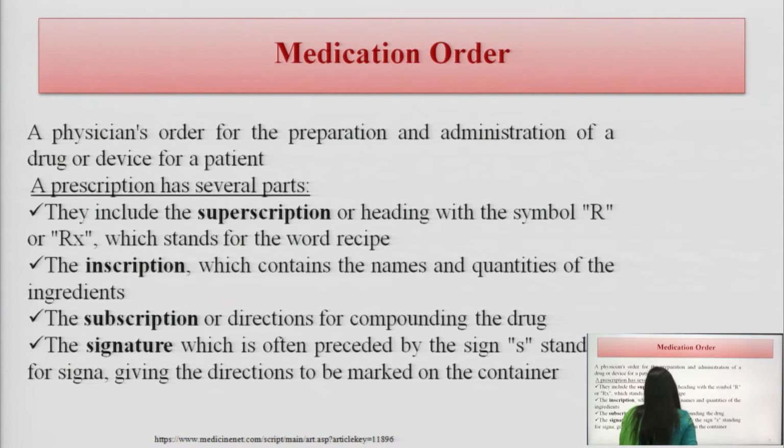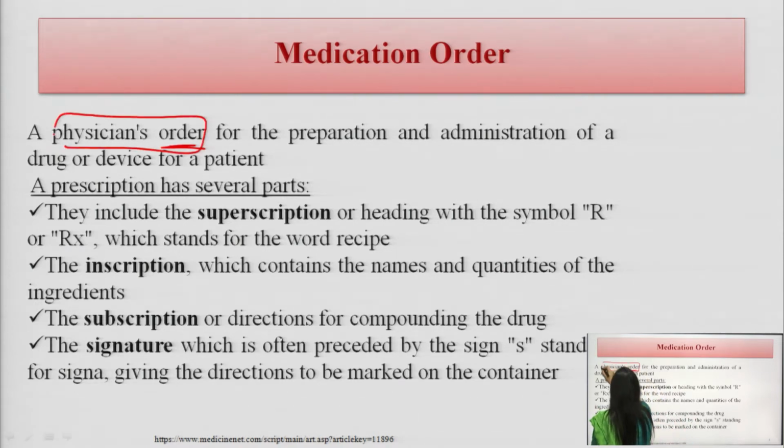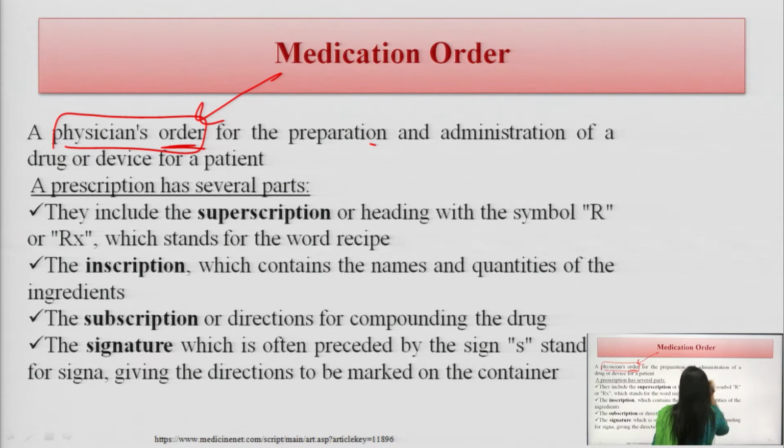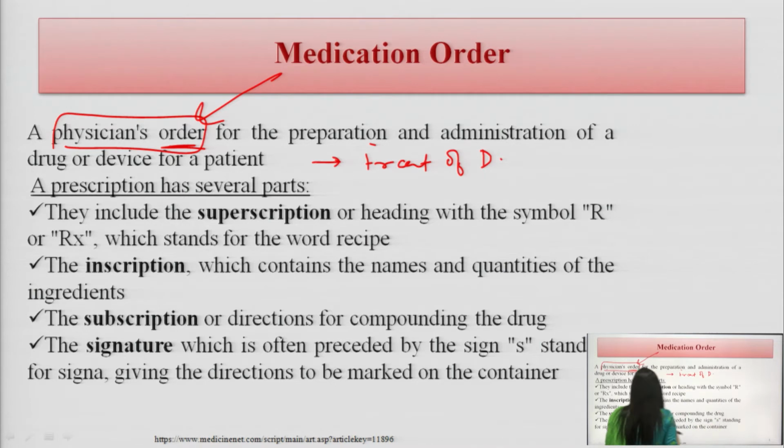Now, there are some of the parts. A medication order has a second name; we also call it a physician order. So a medication order is also named a physician order for the preparation and administration of a drug or any device for the patient. Of course, they are for the treatment of any disease or patient's problem.